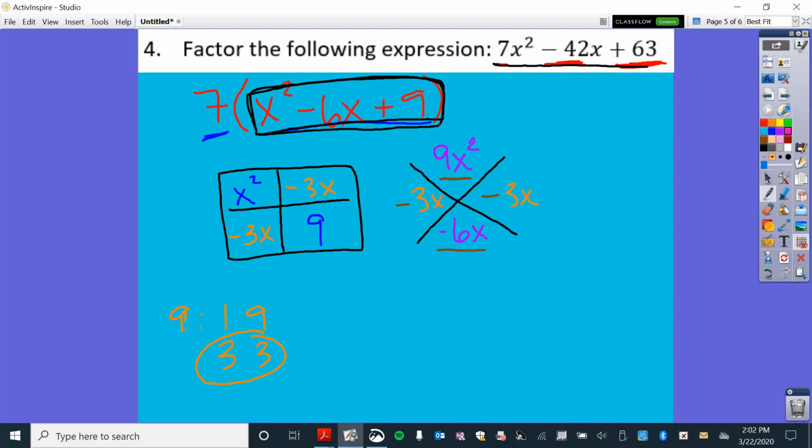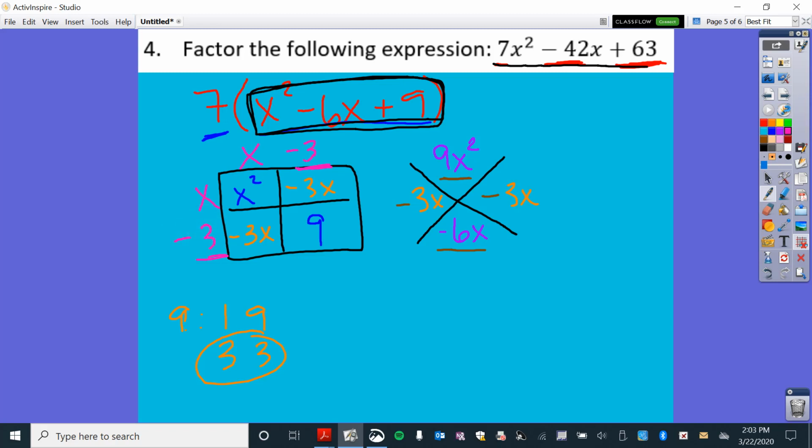Alright, so the only thing that you can multiply to give you x squared is x and x. So up top, x times what is negative 3x? Just your number, so negative 3. And then what on bottom times x gives you negative 3x?